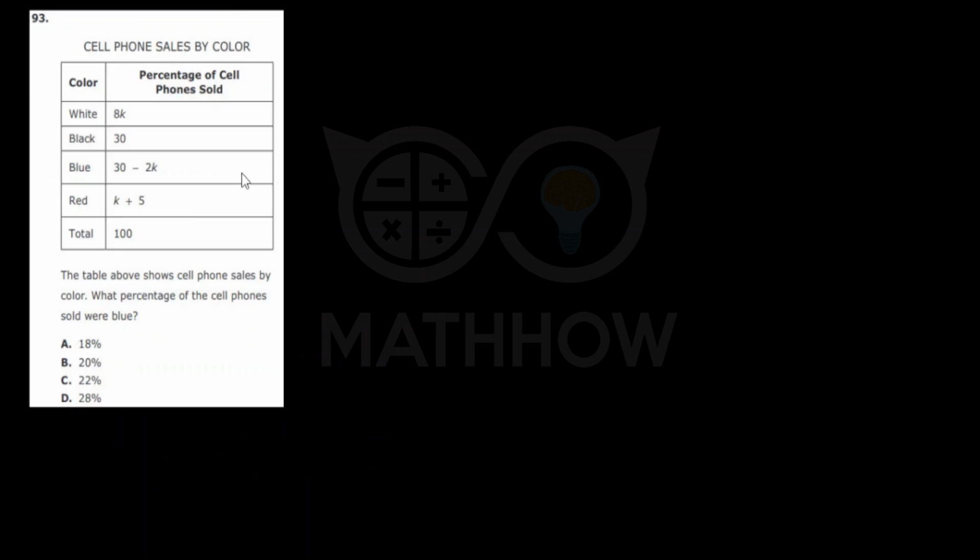Question number 93. The table represents the percentages of cell phones sold and the relevant percentages of each color.